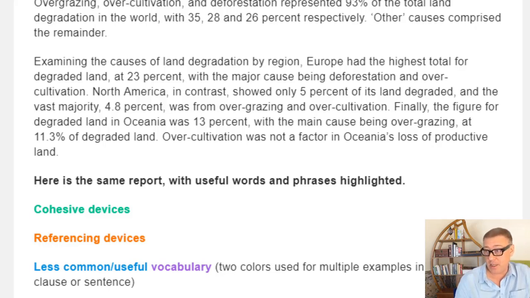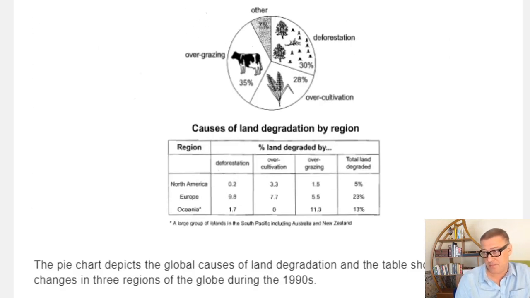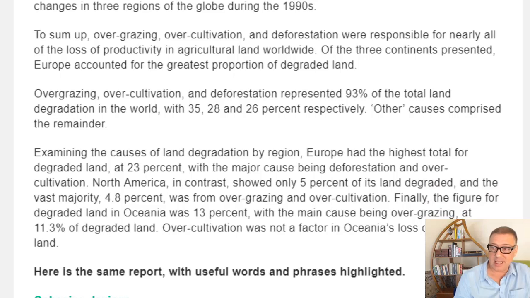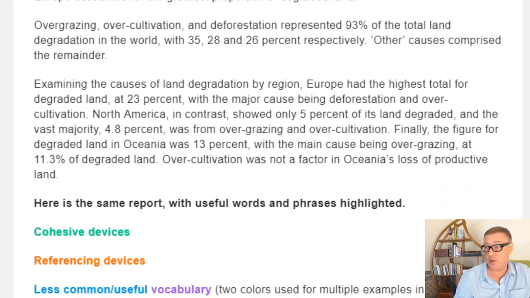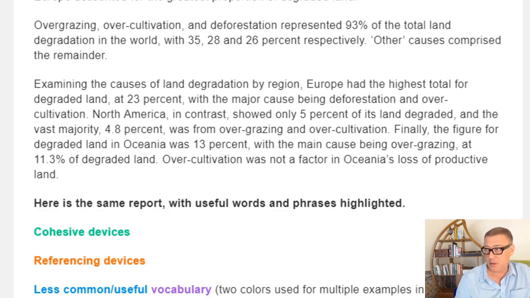Finally, the figure for degraded land in Oceania was 13%, with the main cause being overgrazing at 11.3% of degraded land. So if we look here, again, I haven't mentioned these others because they're minimal in terms of how much they contributed to land degradation. Zero, there's a zero. Usually if there's a zero, that's worth mentioning, and that is the last sentence of my last details paragraph. Overcultivation was not a factor in Oceania's loss of productive land. The most important information, all there.